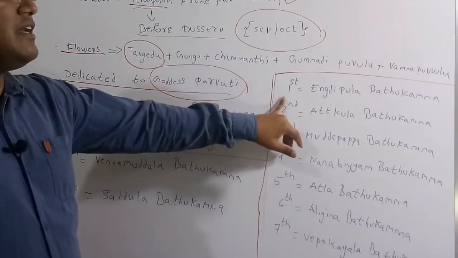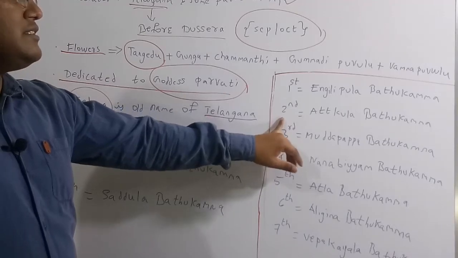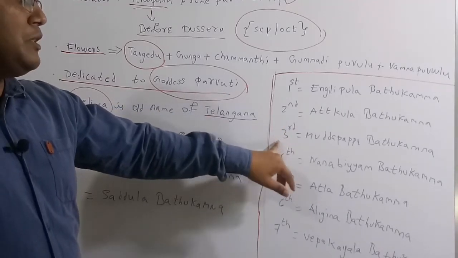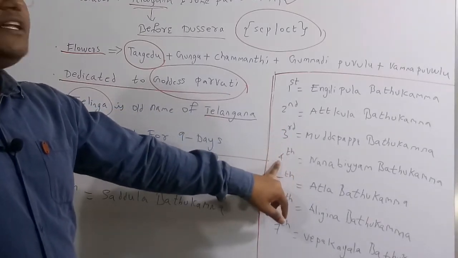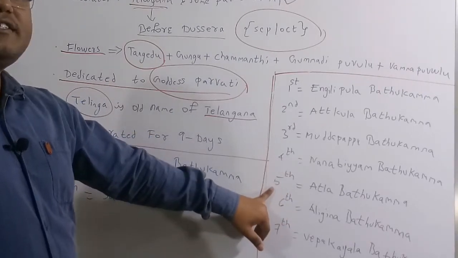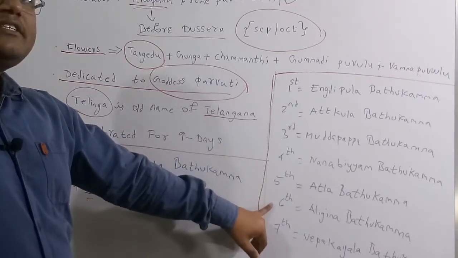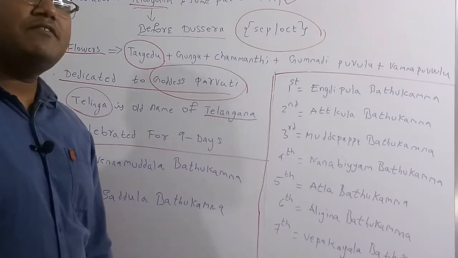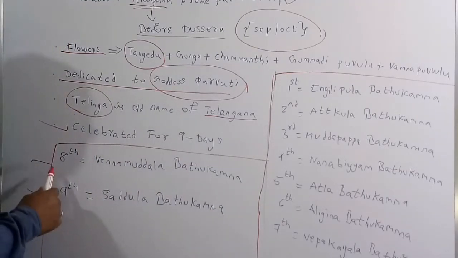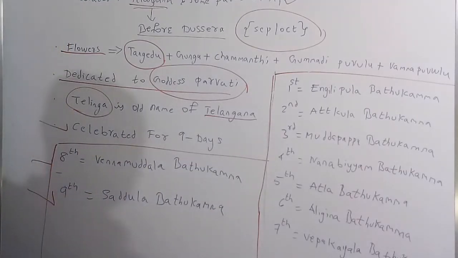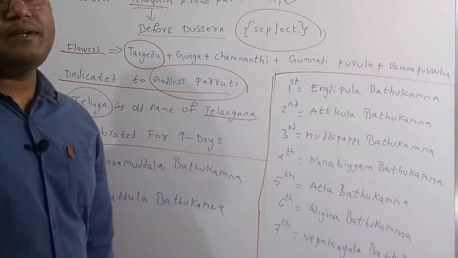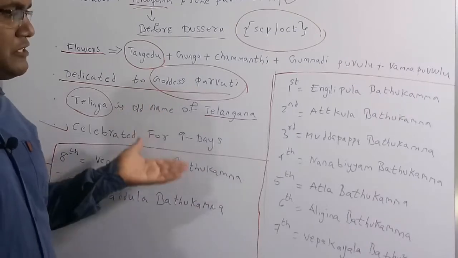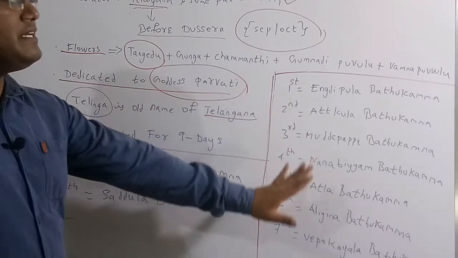The first day is called Engilipula Batkama, the second day is called Atkula Batkama, the third day is called Muddappu Batkama, and the fourth day is called Nana Biyam Batkama. The fifth day is called Atla Batkama, the sixth day is called Algina Batkama, the seventh day is called Vepakayala Batkama, the eighth day is called Vennamudala Batkama, and the ninth day is called Sadula Batkama. So these are the different names for each and every day during the 9-day festival. You need to remember each and every day.